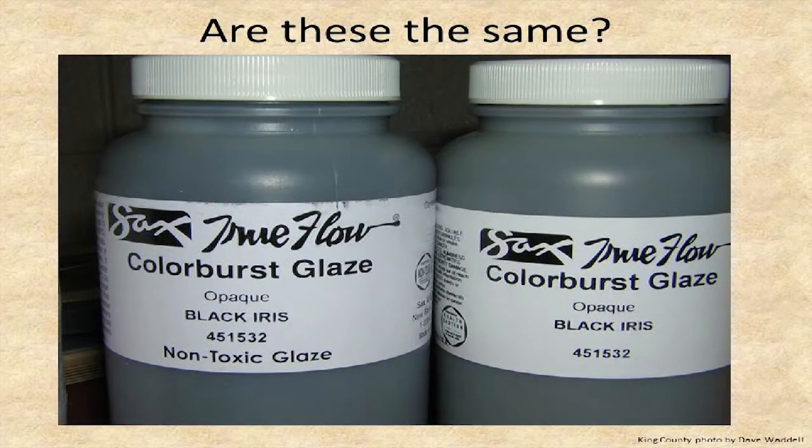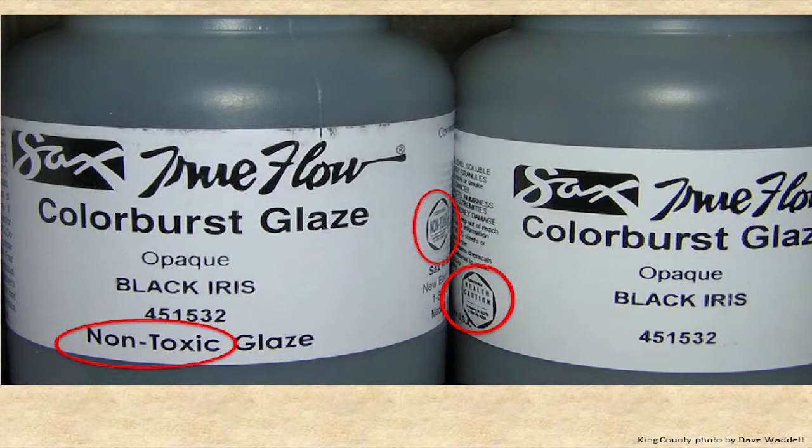So here's an example of a product that I found at one of the ceramic studios I was at. It's Sax's True Flow Color Burst Glaze, opaque black iris, number 451532. The only difference between the two bottles is one of them says the word non-toxic glaze on it. Same product number, same name, same company. Are they the same product?